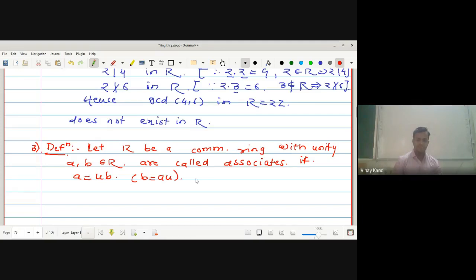for some unit U belonging to R. If suppose A and B are associates, then there exists an element U such that A is equal to UB, where this U is a unit in R. What is a unit? An invertible element in R. Look at here. What is the meaning of this sentence? That is, U is a unit in R.